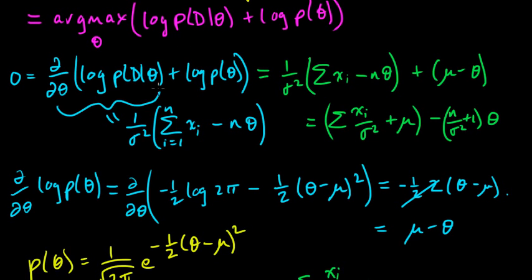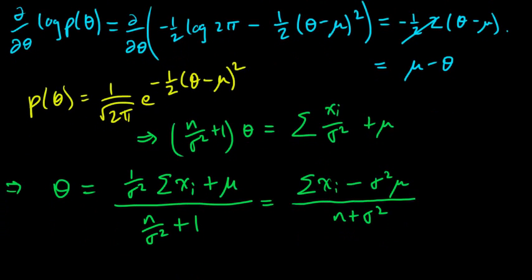And to verify that it's a maximum, we need to take a second derivative. If we take a second derivative with respect to theta, because this is a constant, we just get minus n over sigma squared plus 1. And this is always negative, so that means this critical point, which we found, is indeed a maximum. That's looking good, because sigma squared is always positive, it's a variance. So that's good.